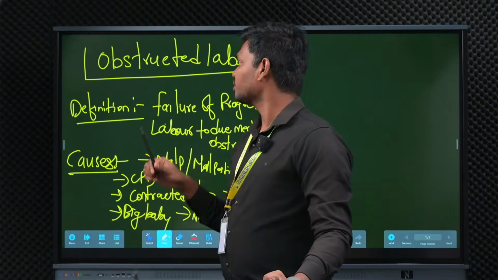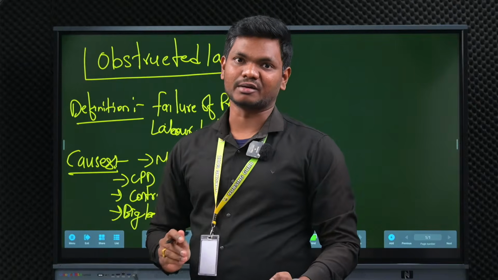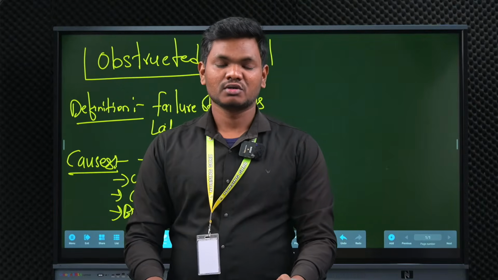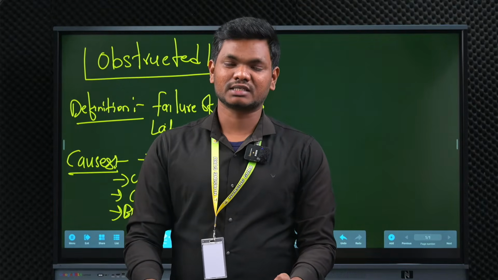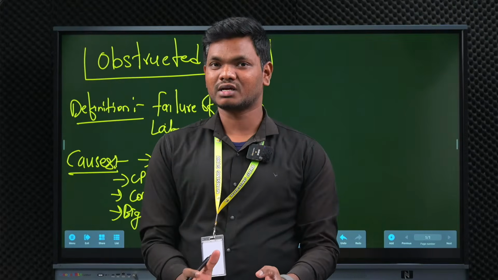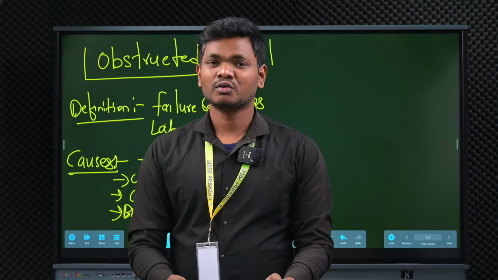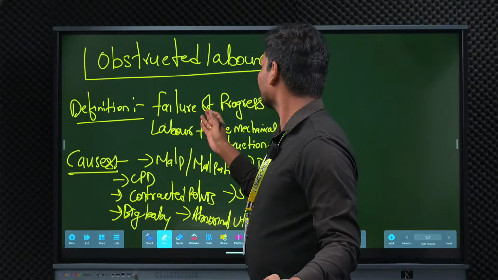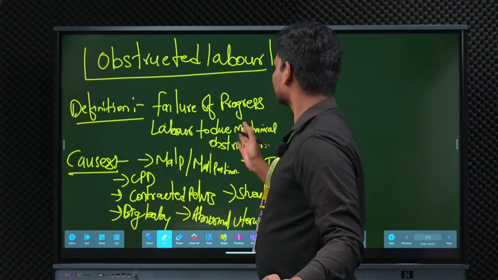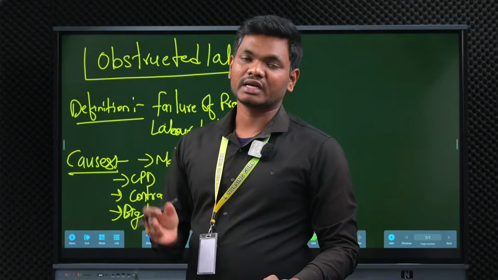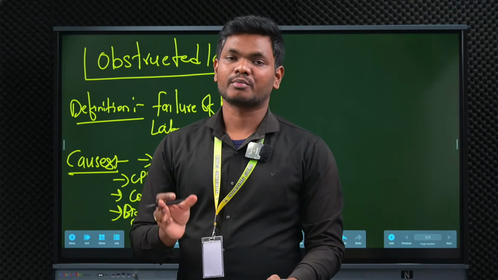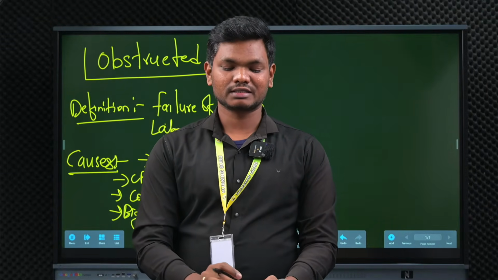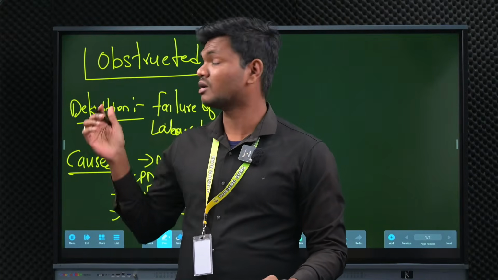So the next topic we'll be discussing is obstructed labor in abnormal labor. So what is the meaning of obstructed? It means there is narrowing in the pathway. Obstructed labor means failure to progress in labor due to mechanical obstruction. So any obstruction occurring in the pathway is known as obstructed labor.